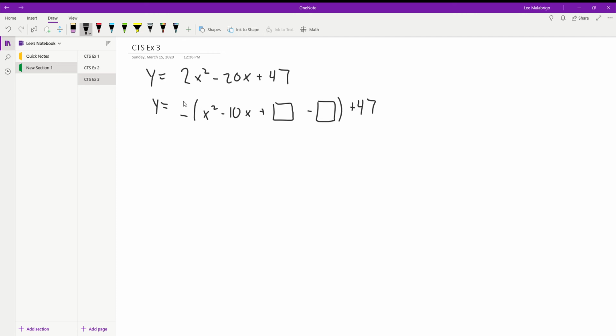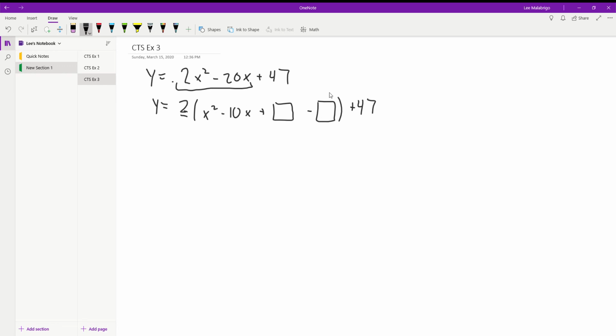And so what happens is when you have a lead coefficient that is not 1, there's a little bit more work to do. We have to factor the 2 out from these two terms only. So it's only coming out of these two terms, not the 47. Okay, so we're going to put 2. And so now we have the following.